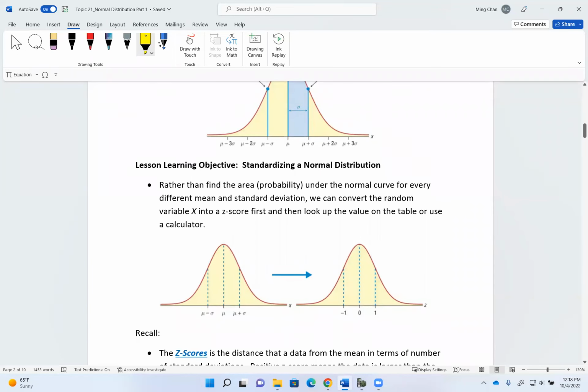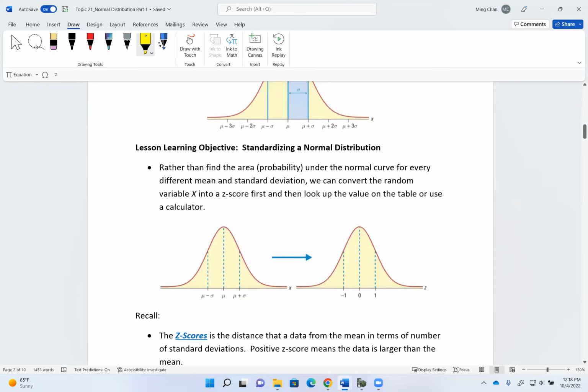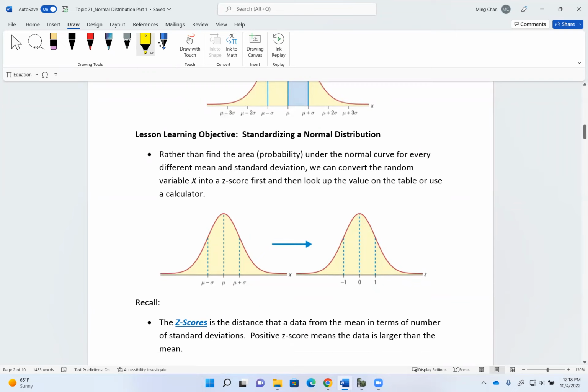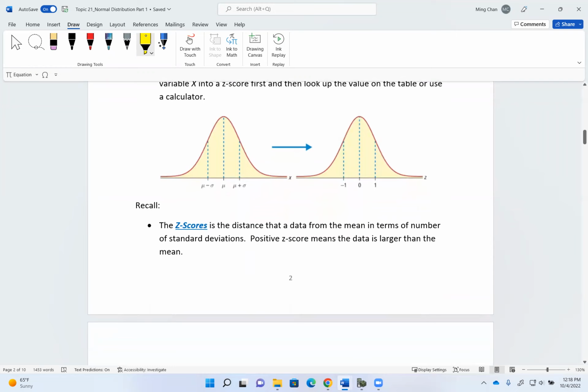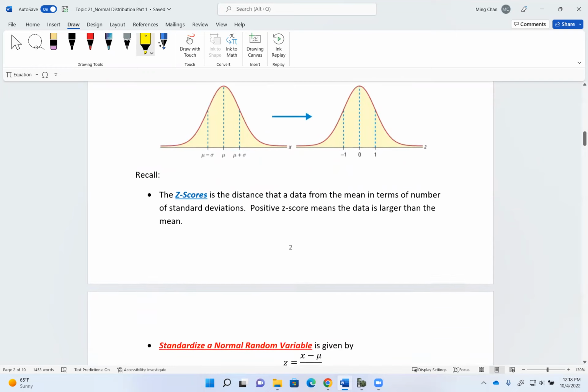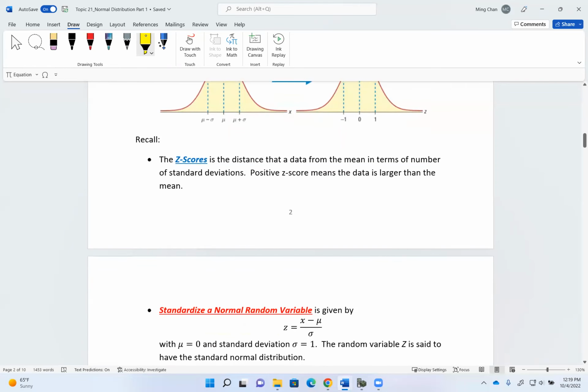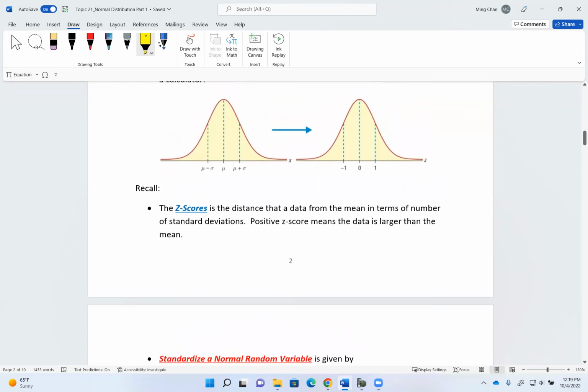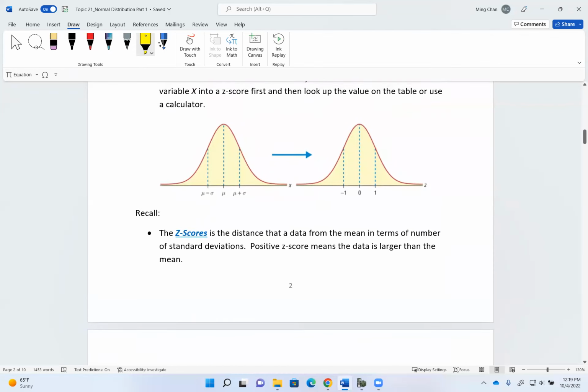What we want to do first is go back and visit standardizing a normal distribution. Rather than finding area or probability under the normal curve for every different mean, standard deviation, and random variable x, we can convert the random variable x into a z-score. As you recall, a z-score is the distance a data value is from the mean in terms of number of standard deviations. A positive z-score means the data is larger than the mean. A negative z-score means the data value is smaller than the mean.